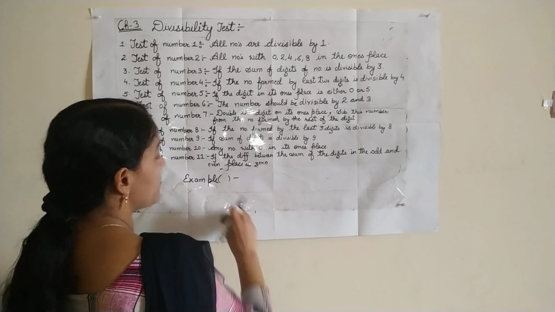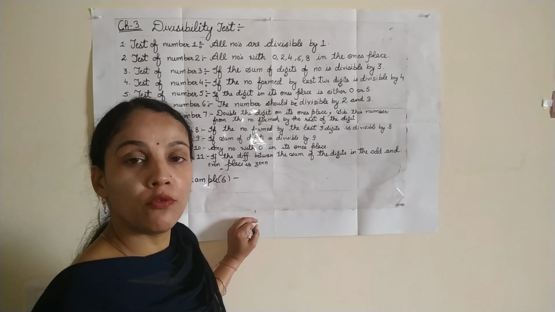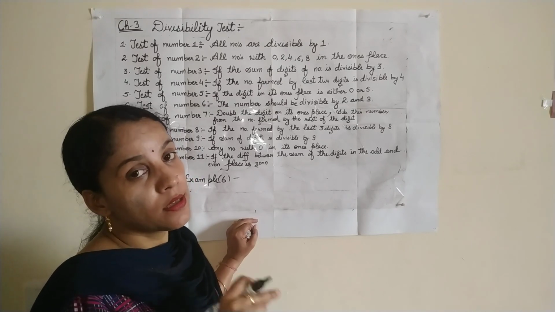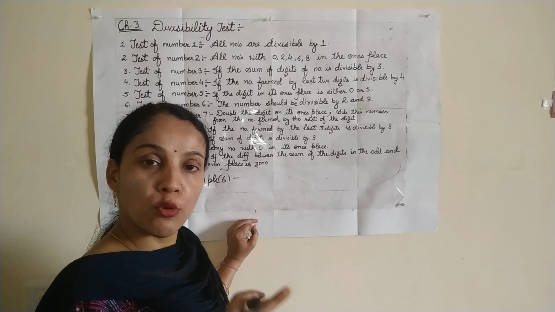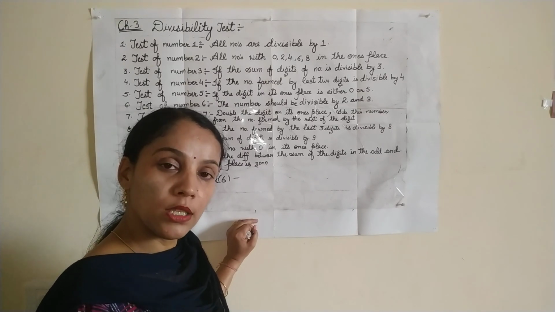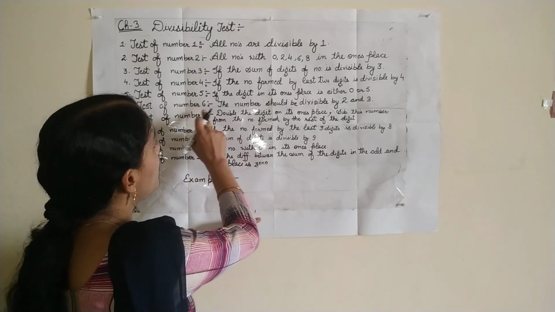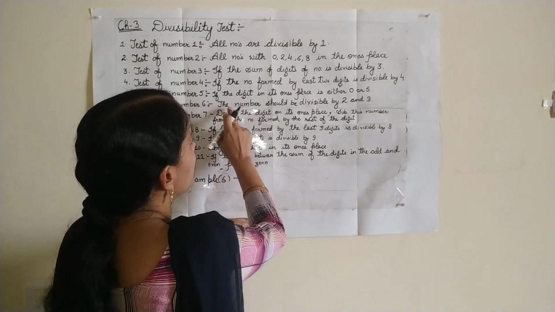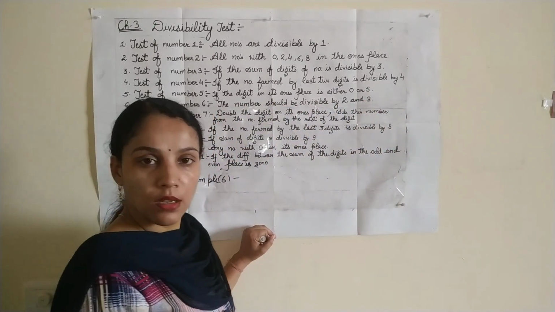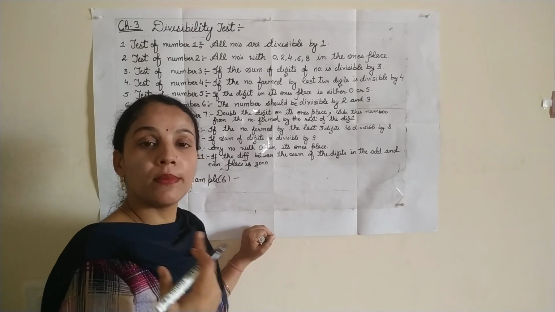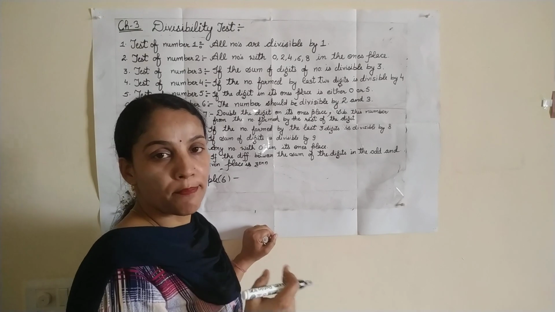Next is the divisibility rule for number 6. For finding the divisibility by 6, first of all you have to check the divisibility rules for number 2 and number 3. If both rules are satisfied, that number is divisible by 6. Just check the definition given here: the number should be divisible by 2 and 3. That means whatever number is given to you, it is divisible by 2 and also by 3.